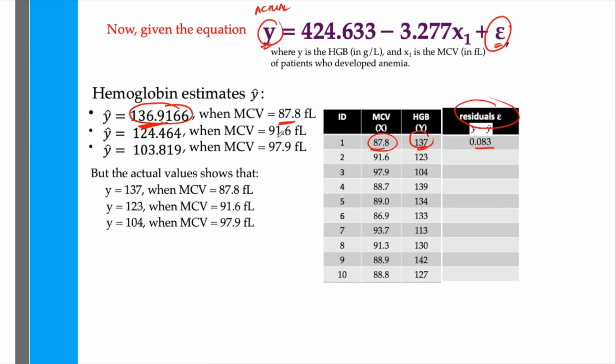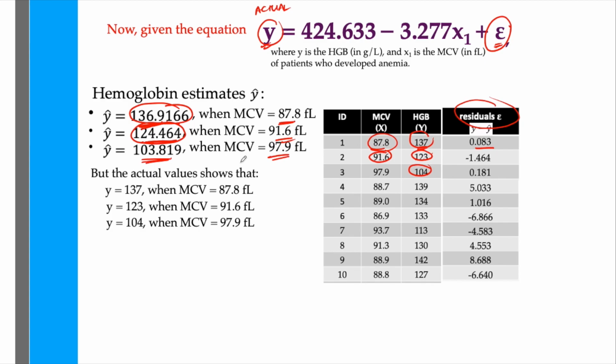Now moving forward, let's have 91.6. Our estimate is 124.464. But our actual value shows that it's 123 for an MCV of 91.6. Now what do we do to get the actual value? This time, we subtract 1.464 from the estimate. And for 97.9, what do we do with 103.81 to reach 104? We need to add 0.181. And continuing this, we're going to have this one.